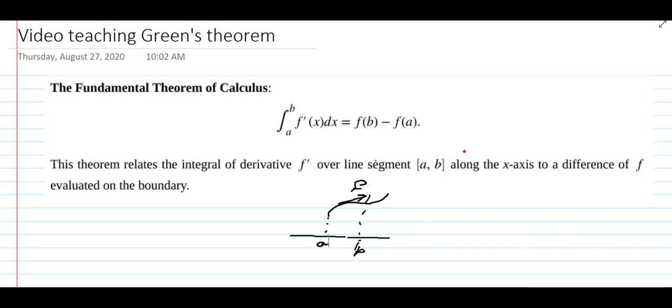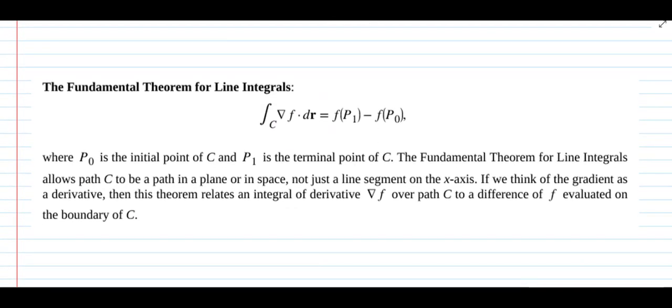And after, for the line integral, the fundamental theorem changes to the integral of the gradient of f dot dr. This is a dot product, and here gradient f takes the place of f prime, and this also depends on the initial and terminal points of f. Here it is not a line segment, we have a curve over a space.